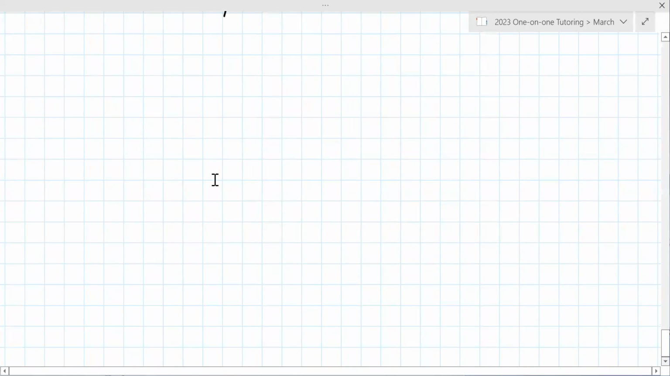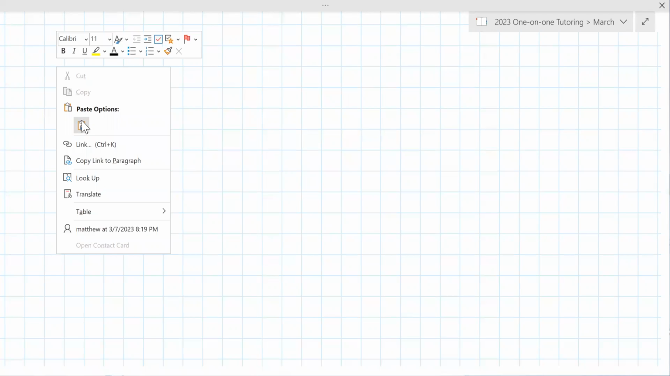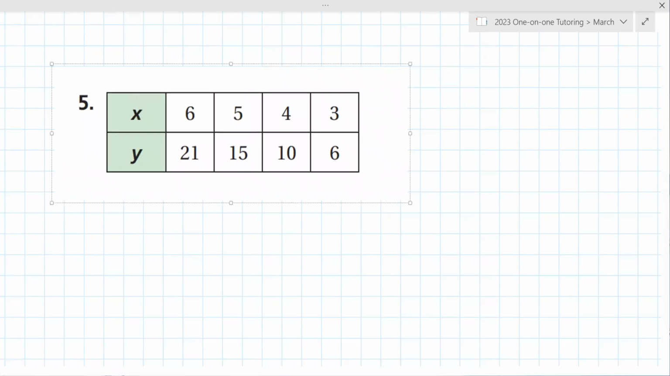Okay, so try this one for me, linear or nonlinear. That's not linear. Okay, I agree.